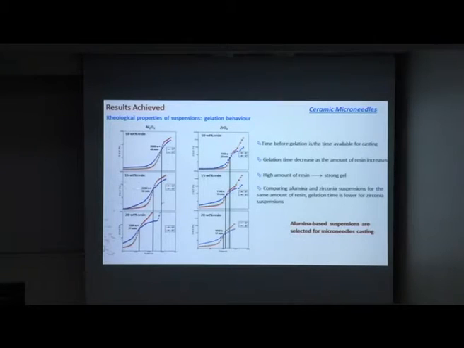And if we have higher amounts of resin, we have a strong gel, so we have a harder sample after gelation. When we compare alumina and zirconia, you can see that for the same amount of resin, the gelation time is lower for zirconia than for alumina suspension. So this is in accordance with the previous results where I showed that alumina suspensions are the less viscous ones. So after these results, we select alumina-based suspensions for casting the microneedles.